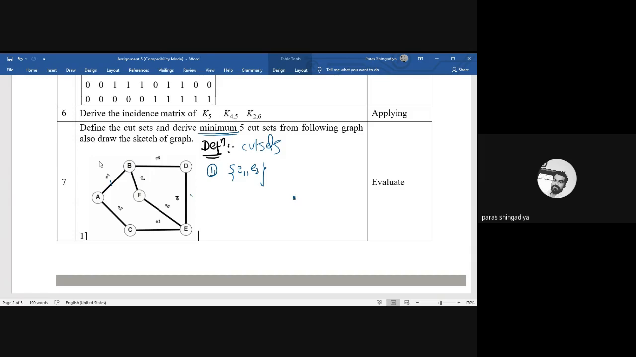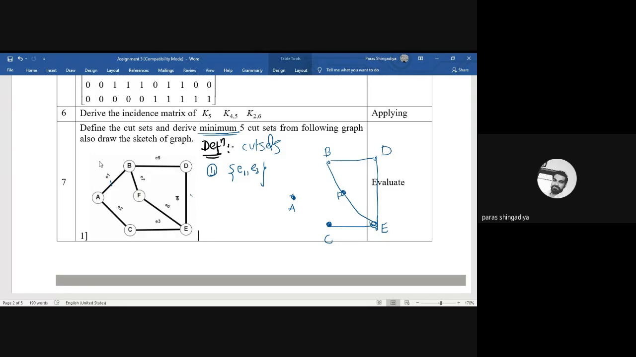Which graph will you get when we delete E1 and E2? This graph you will get, as a disconnected form. And you can also draw it here. Clear? That is, A will be disconnected from the remaining vertices, that is F, D, E, and C.